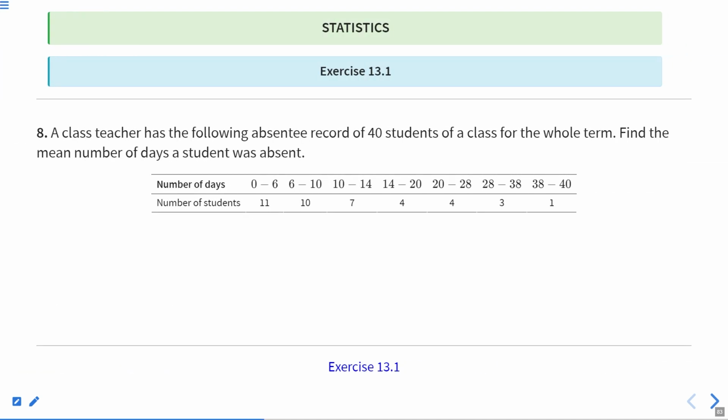In the next question, we have a class teacher who has the following absentee record of 40 students of a class for the full term. Find the mean number of days a student was absent. Here we have the number of days as class intervals and here we have the number of students.